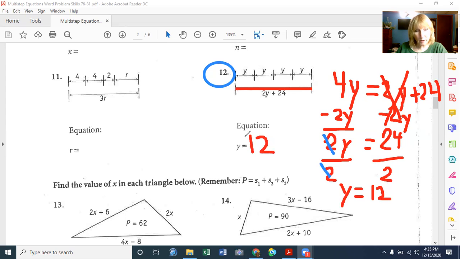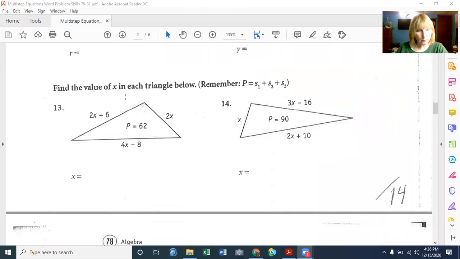And I could plug the y back into here. That would give me 24 plus 24, or 48. And if I was to plug the 12s in here, I would have 12 plus 12 plus 12 plus 12. That should equal 48. And it does. So I have done it correctly. Let's hit clear.